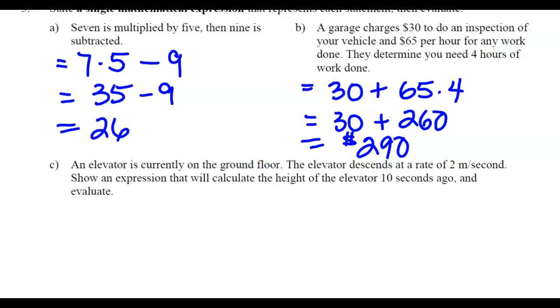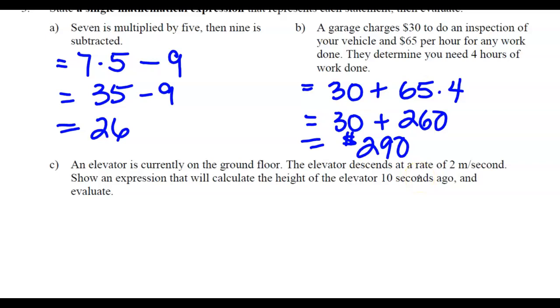Okay. And C, an elevator is currently on the ground floor. The elevator descends at a rate of 2 meters per second. So descends means going down. Usually they go up and down at the same rate. Show an expression that will calculate the height of the elevator 10 seconds ago and evaluate.